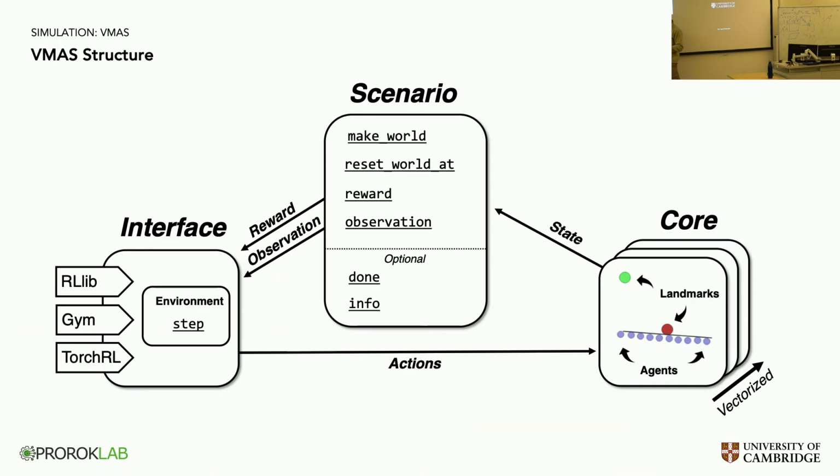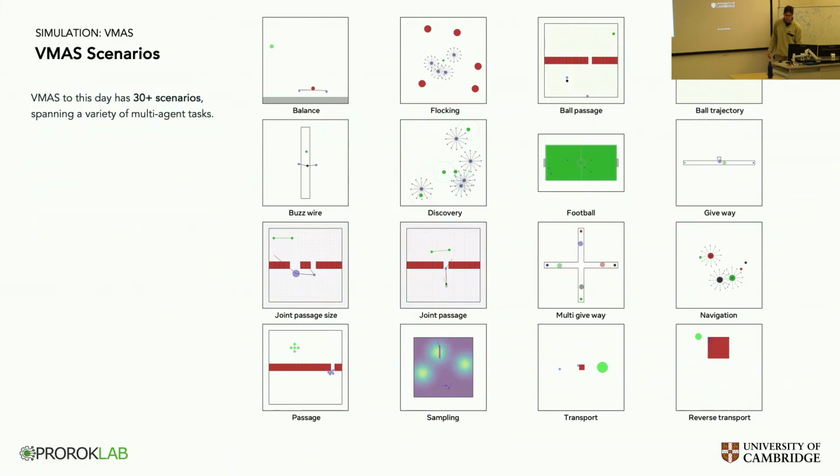So reward, you will implement basically your reward functions. Observation will implement your observation functions. So the breakdown on how you create a scenario is very much following the POMG structure. And we will implement each of these functions in a second. But yeah, just an overview of some of the scenarios available.